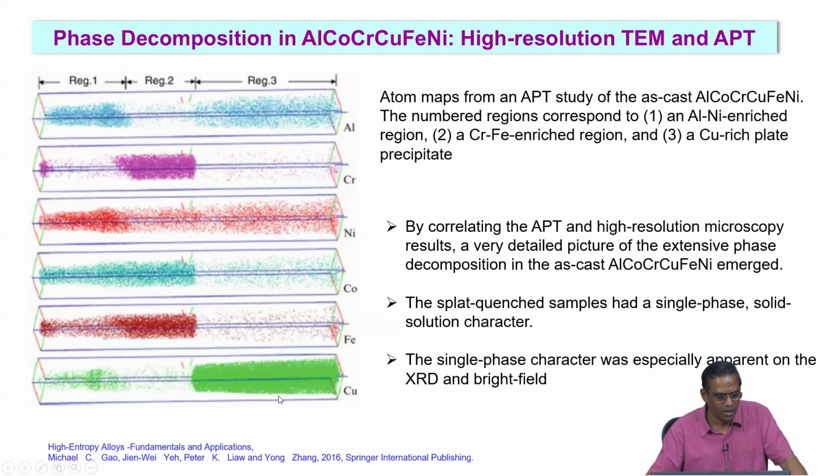So, you see we are talking about a very, very small, nanometer length scale. You have a phase decomposition which is not easily identifiable even in electron microscopy, but you have 3-dimensional information in this technique. So, by correlating the APT and high resolution microscopy results, a very detailed picture of an extensive phase decomposition in the as-cast aluminum, cobalt, chromium, copper, iron alloy has emerged.